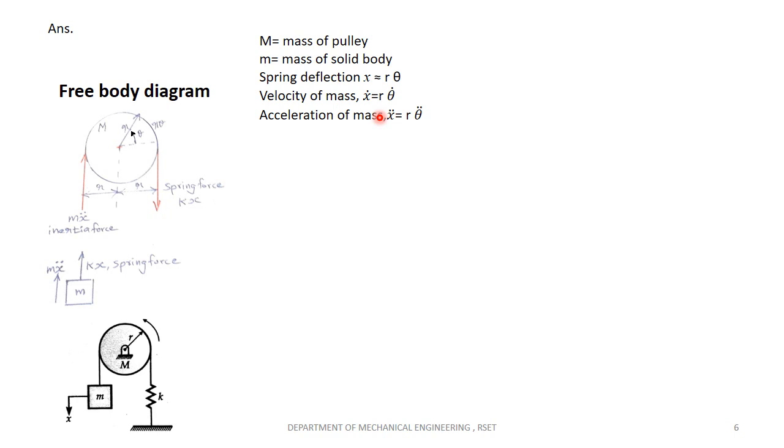Similarly, for finding the acceleration of the mass, you need to again differentiate the velocity: dx dot by dt, or d square x by dt square. That is x double dot, which is equal to d square of r theta by dt square, that is r theta double dot. Understood? I hope you understood. So x is r theta, x dot is r theta dot, x double dot is r theta double dot. R is always constant, the radius of the pulley.